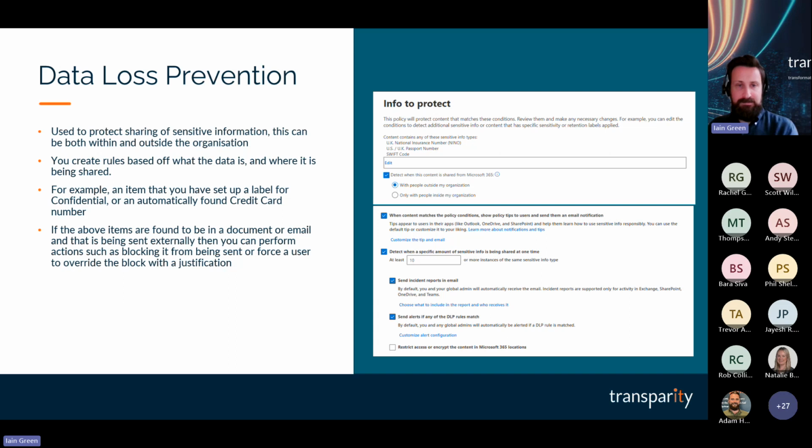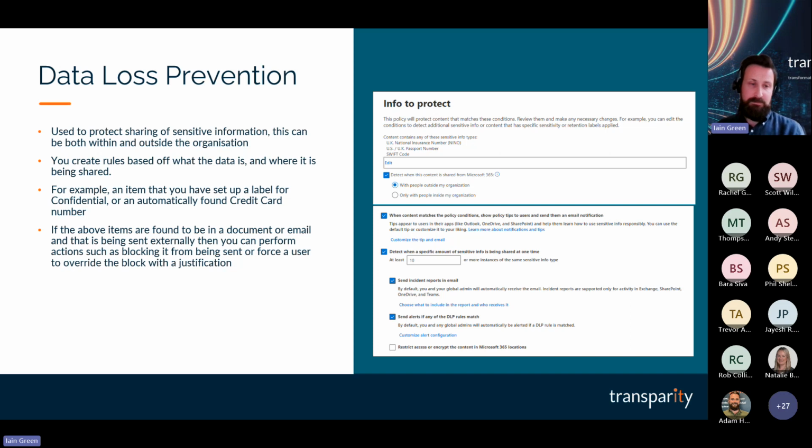So the way data loss prevention works is you create rules based off what the data is and where it's being shared. So probably the most common example: if you've got information protection set up and it's got a confidential label, and as part of your labeling policy or structure, it's deemed that confidential labels should not be sent outside the organization. If I attempt to share it from my OneDrive or SharePoint to a user that's outside the organization, I'm going to get a notification when I'm attempting to share it that I can't.